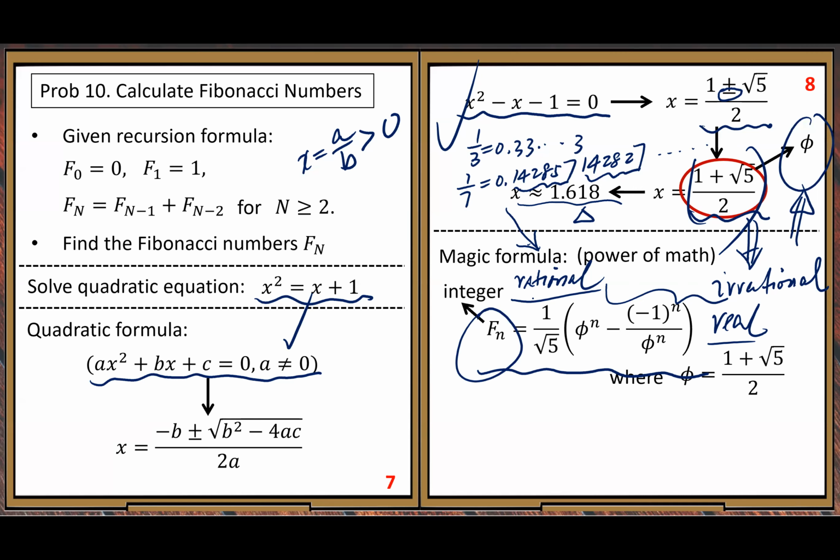Here you use some irrational numbers. Root 5 is another irrational number. So in this formula, you see many irrational numbers. Phi to the n, this term, is an irrational number. Minus (-1)^n over phi^n, other irrational numbers. Then you do subtraction, then divide by root 5, and suddenly it becomes an integer. So that's pretty strange, right?